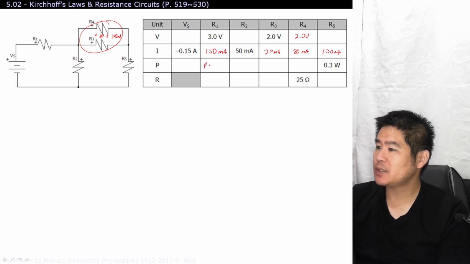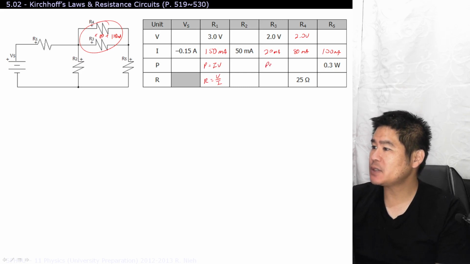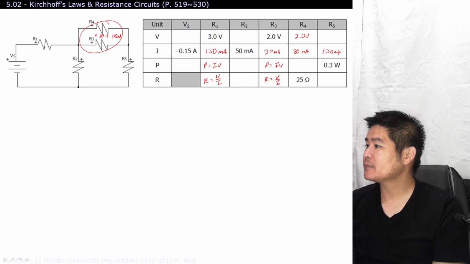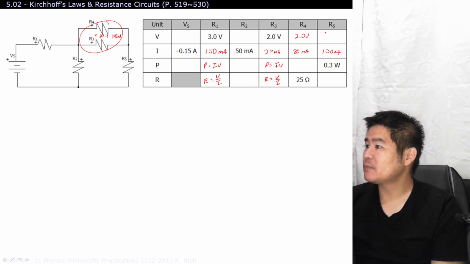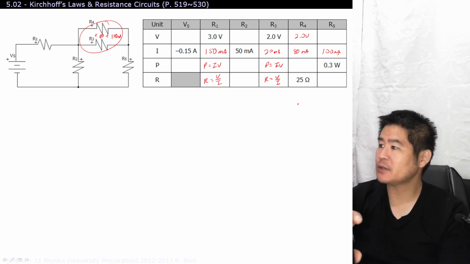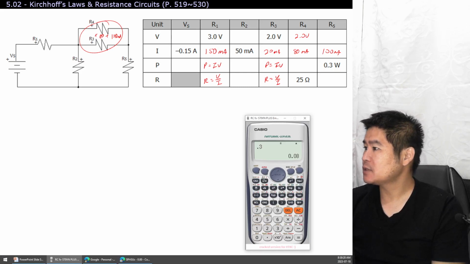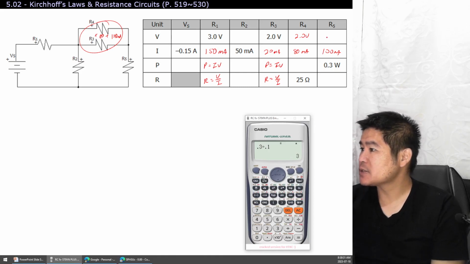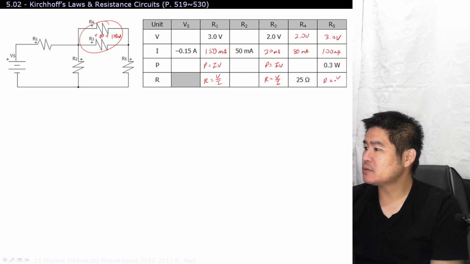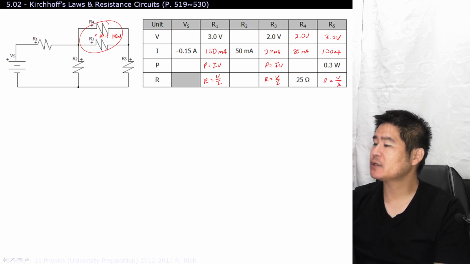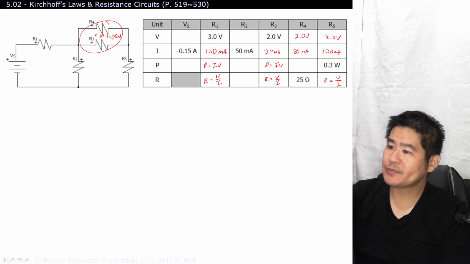For example, P is equal to IV, R is equal to V over I. As for the voltage here, maybe we want to know that right now. Voltage is equal to power divided by current. So 0.3 divided by 0.1 will give us 3 volts. That looks good. And then the resistance can be equal to whatever formula you want to use. That's fine. With that 3 volts, that helps us out with the next part.